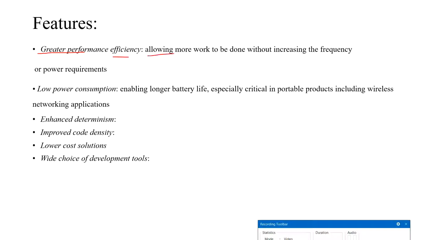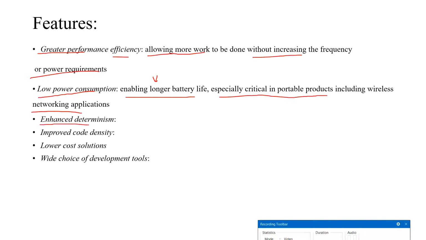It means allowing more work to be done without increasing the frequency or power requirement. Then it is used for low power consumption, enabling longer battery life. Because of low power, it enables longer battery life, which is especially critical in portable products, including wireless networks and networking applications.